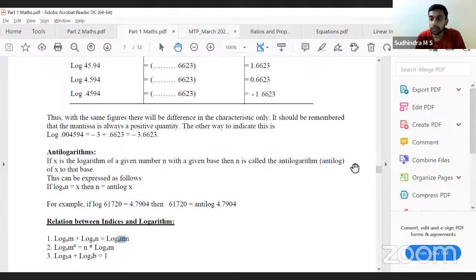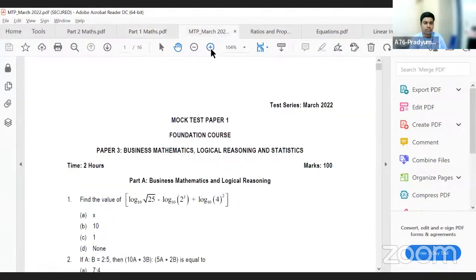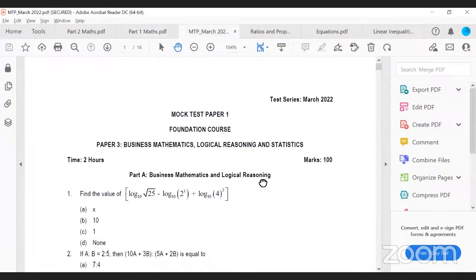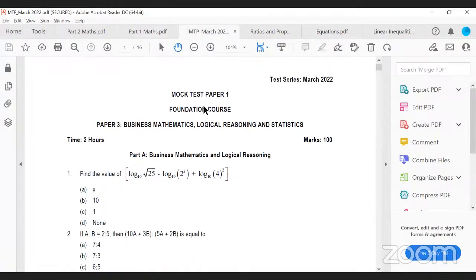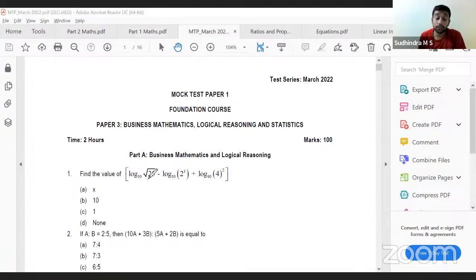So can we look into some questions then? Okay, first question. Find the value of log root of 25 to the base 10 minus log 2 cube to the base 10 plus log 4 square to the base 10, based on the properties that we have discussed.